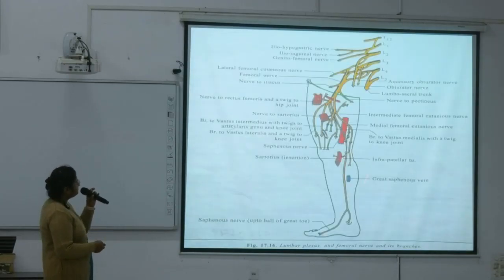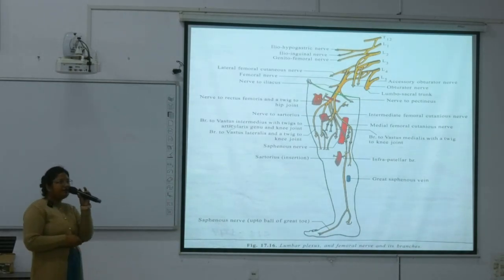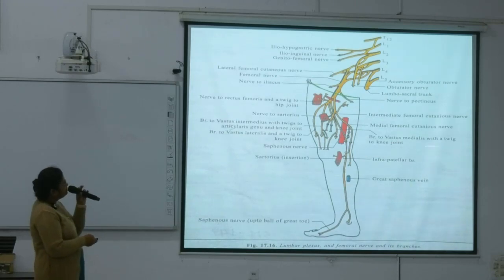Next, different nerves and its different branches. Branch to vasti, different vasti from the posterior division.